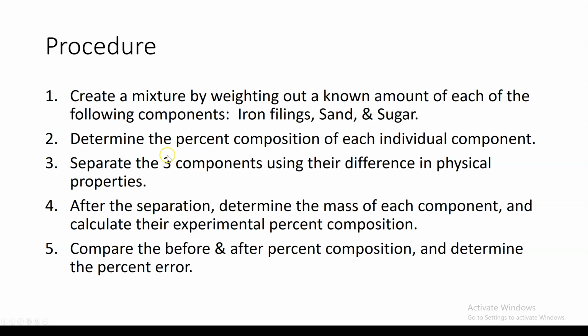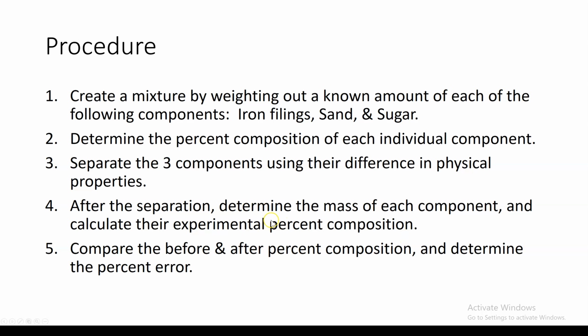Once we have made this mixture, we'll take out a small section of this larger mixture right here, and we'll then separate them. We separate these three components by using the differences in their physical properties. After we have the three components separated, we'll determine the mass of each component, and then we can calculate their experimental percent composition.